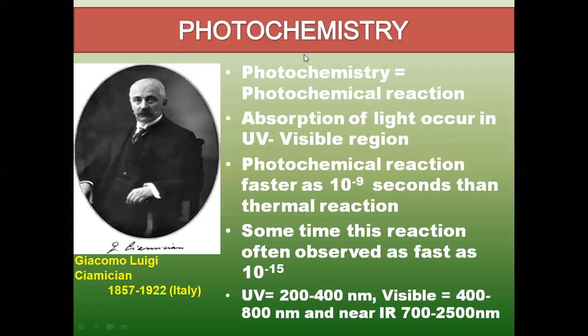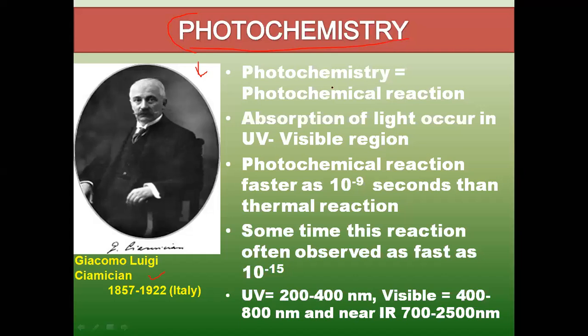So when we talk about photochemistry, we cannot forget the name of Giacomo Luigi Ciamician. He is an Italian chemist, an Italian scientist. He proposed this term, photochemistry. He first carried out experiments in the presence of light, and that's why he is considered the father of photochemistry.